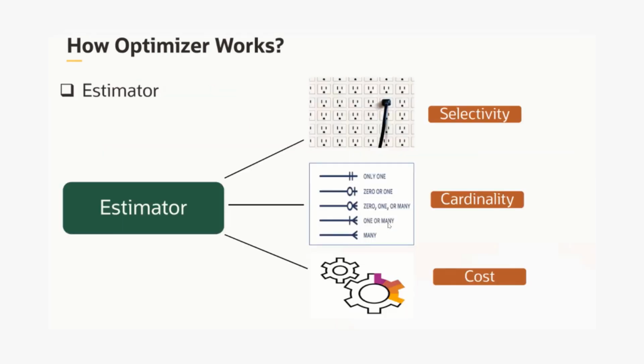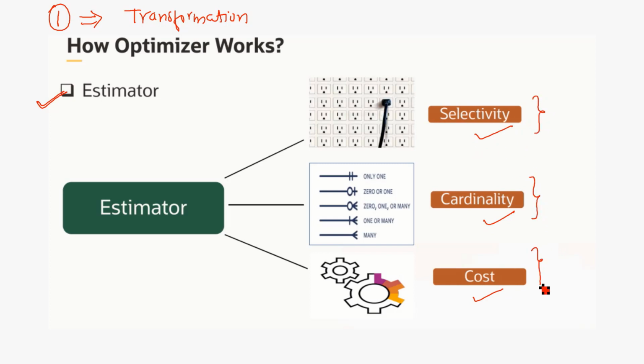After transforming, there is a next step called estimator. What we have learned now is that the first step the optimizer does after parsing is transformation. After transformation, what will the optimizer do? Estimator. Okay, estimator means estimations. So it will check for selectivity, cardinality and cost. On the basis of this selectivity, cardinality and cost, the best n number of plans will be generated.